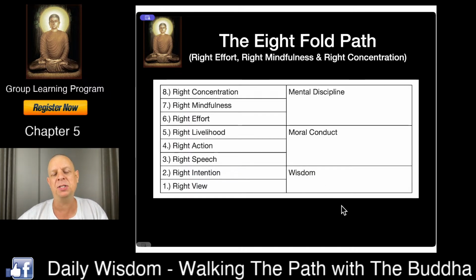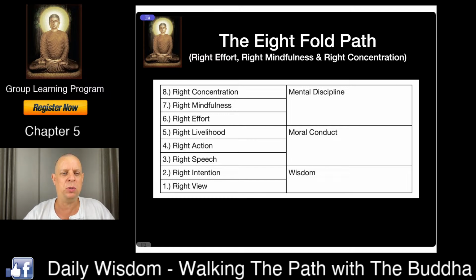So now let's move into the mental discipline section. And remember, I'm just giving you an overview here because I've already taught it in detail at the beginning of the group learning program. This is just a refresher because you're going to need to visit this multiple times in your journey to enlightenment. There were times where I was actively looking at this over and over again, dialing it in closer and closer.